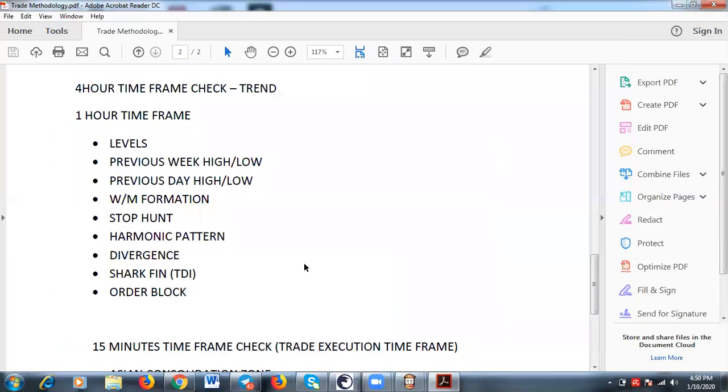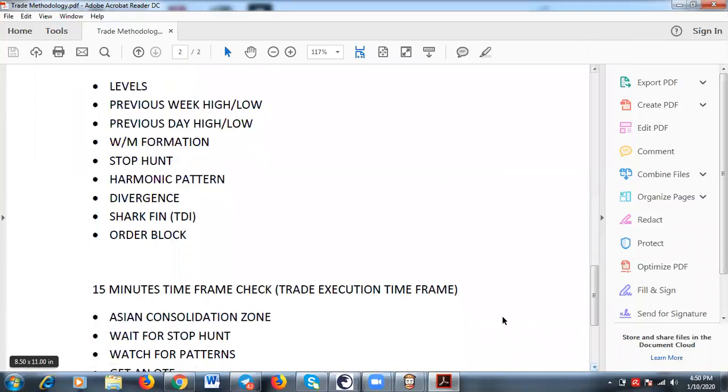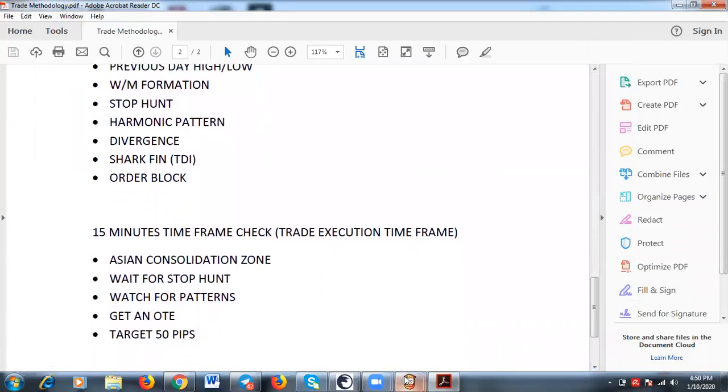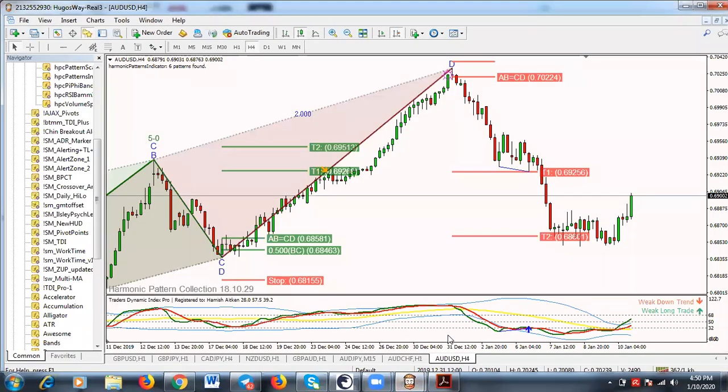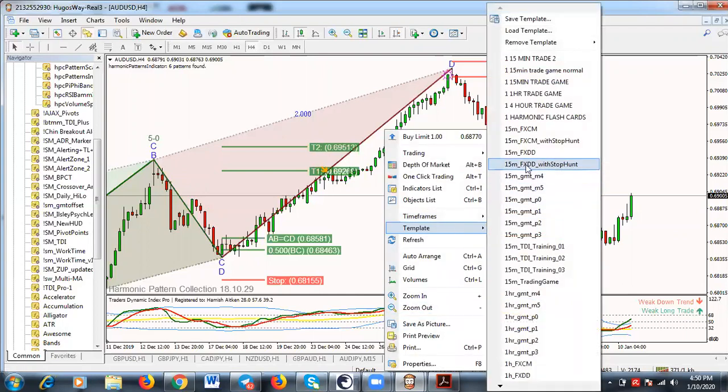All right, so now on the 15 minutes time frame, we're looking out for the Asian consolidation zone. Of course, we have our market makers template, which is also available on our Telegram channel, the free library, the resource channel. You're going to see the installer there, and you can install that as well. Once you've watched the video, you know how to do all that.